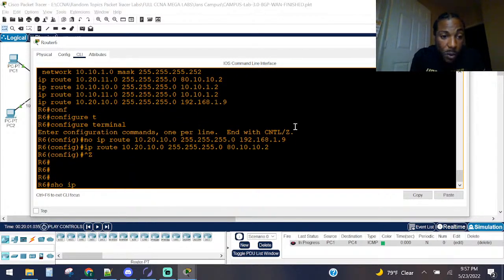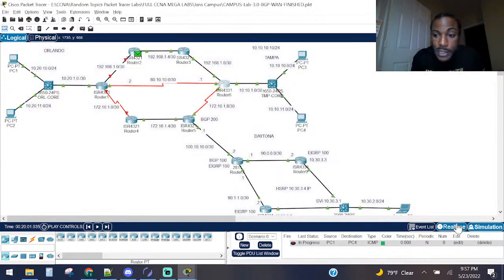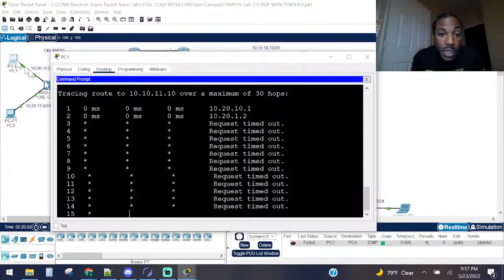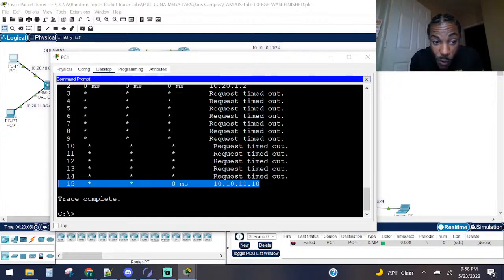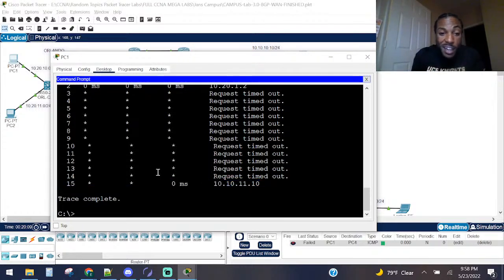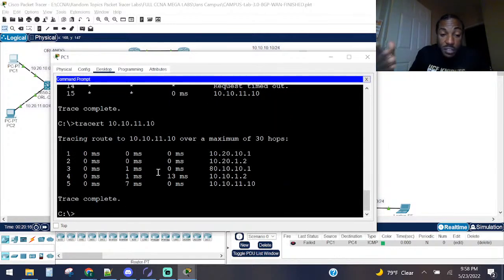So now I'm saying, how do I get to the 10.20.10.0 network? We're going to verify our work, right? Verify. How do I make it there? My next hop is 80.10.10.2. So now let's go back into real-time mode. Let's see if Orlando can ping Tampa. Notice he got the timeout, and now he also got the reply right at the 15th ping right there. So now let's just do a trace route. We'll see, does he eventually make it? Trace complete. So that time it worked.